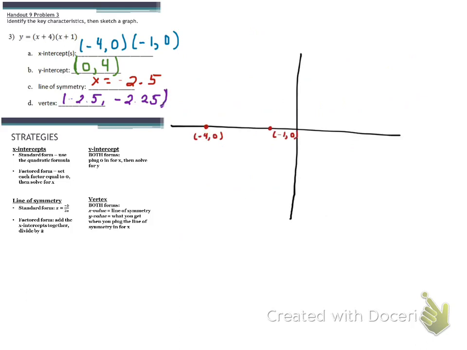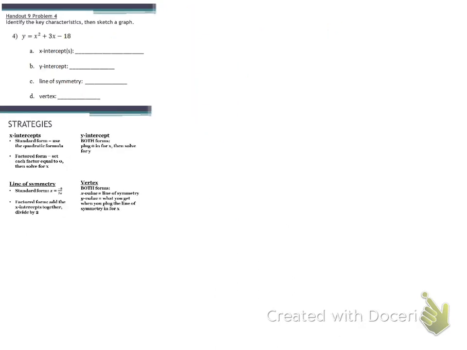Lastly, we want to plot the points and graph this. Make sure you have everything labeled, and your graph should open up since the equation is positive.